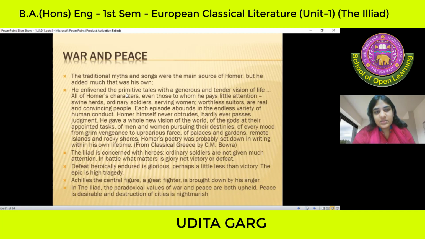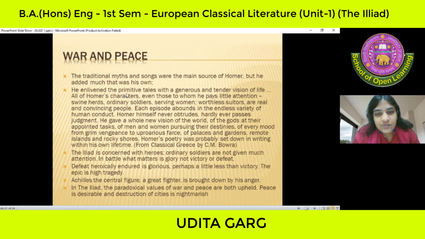So although the traditional myths and songs were known, it is Homer who adds a lot of originality in terms of the descriptions that he gives, in terms of how he humanizes the whole conflict, how he humanizes his characters in the times of war. So he enlivened the primitive tales with a generous and tender vision of life. All of Homer's characters, even those to whom he pays little attention, like swineherds, ordinary soldiers, serving women, worthless suitors, are real and convincing people. Each episode abounds in the endless variety of human conduct.